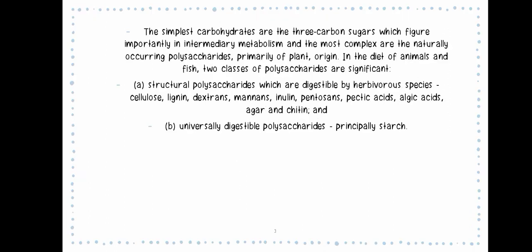The simplest carbohydrates are the 3-carbon sugars, which figure importantly in intermediary metabolism. The most complex are the naturally occurring polysaccharides, primarily of plant origin. In the diet of animals and fish, 2 classes of polysaccharides are significant. The first one is structural polysaccharides, which are digestible by herbivore species, such as cellulose, lignan, dextran, mannan, inulin, pentosans, pectic acid, algic acid, agar, and chitin. The second one is the universally digestible polysaccharide, which is starch.